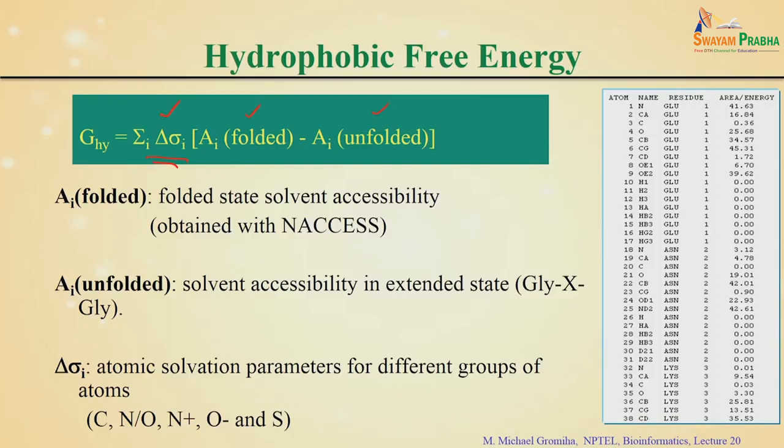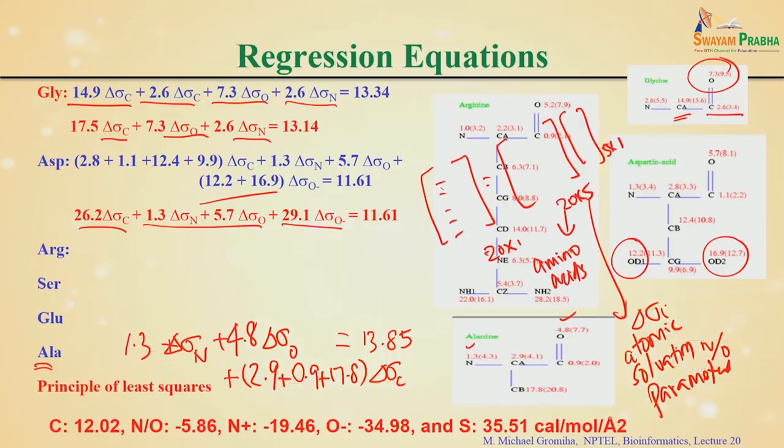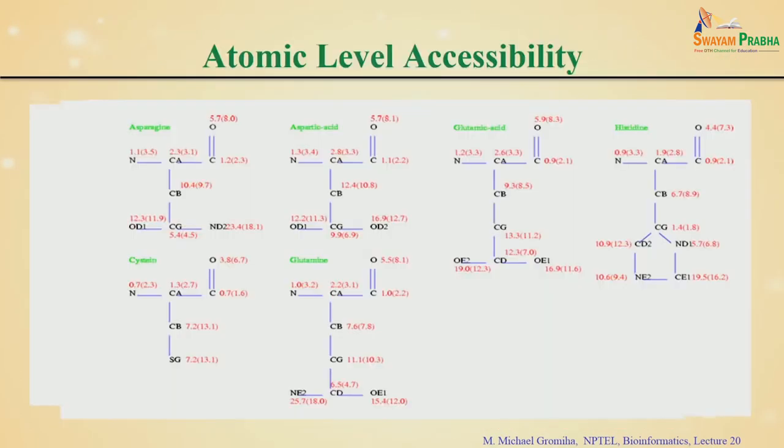Now I give the data. For a particular protein, you run an ASA calculation and then you can get the folded set ASA. For example, take the glutamic acid, residue number 1. Here you have the values of ASA for different atoms. For the same glutamic acid, you can get the unfolded set accessibility, shown here. So we have the unfolded set ASA, the folded set ASA, and delta sigma I. So we can calculate the hydrophobic free energy.